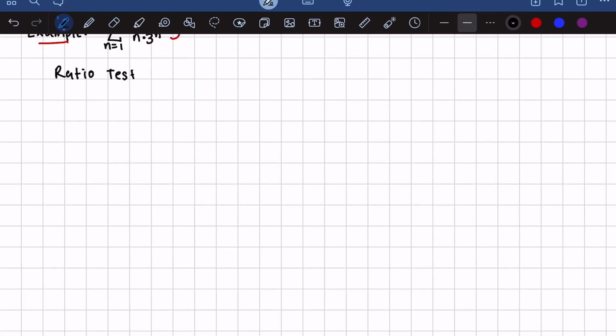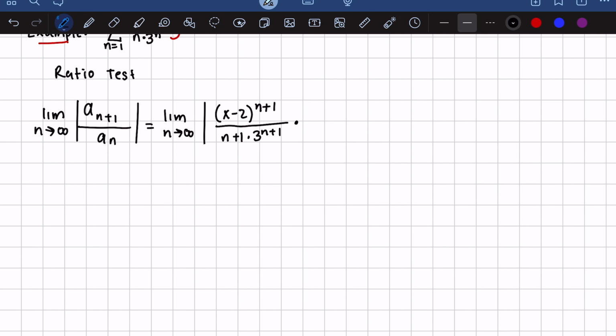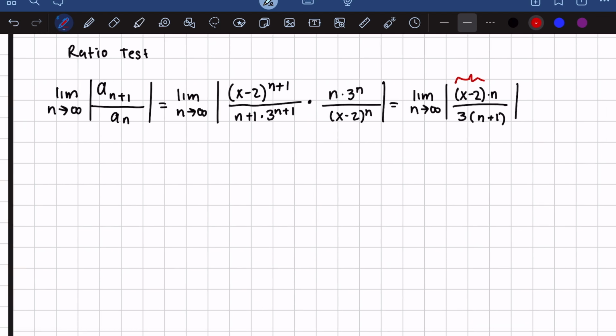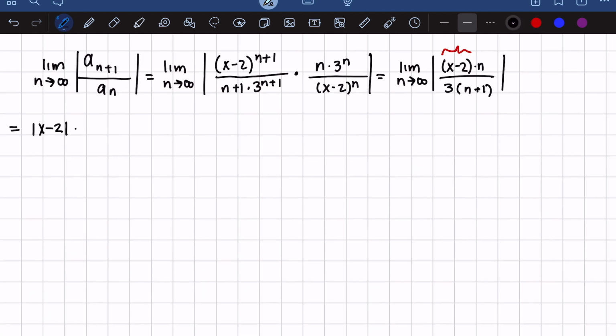Therefore, we have the limit as n approaches infinity of this, which is equal to the limit. When you divide by a fraction, it's the same thing as multiplying by the reciprocal. That's just equal to the limit as n approaches infinity of |x minus 2| times n over 3(n plus 1). And since the |x minus 2| can be factored out, we get |x minus 2| times the limit as n approaches infinity of n over 3(n plus 1). And this is simply equal to 1/3. The final answer we get is |x minus 2| over 3.